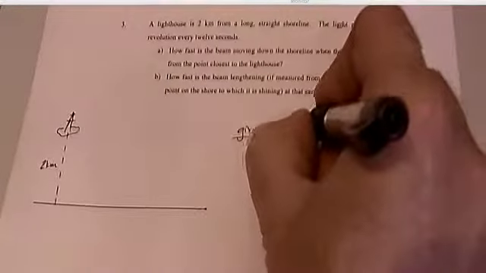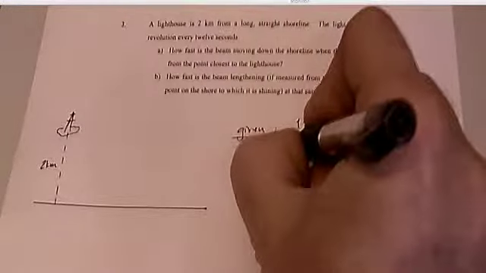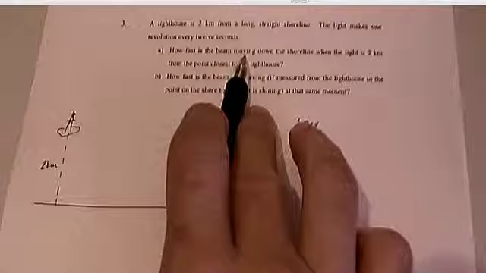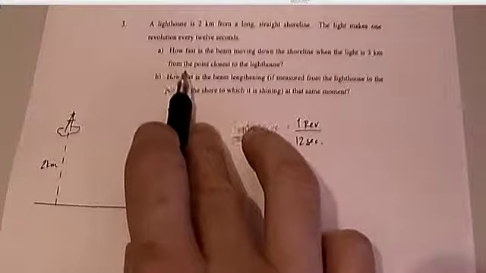So, given 1 revolution every 12 seconds. Now notice I did not call that d theta dt yet. In order for it to be d theta dt, I need to do some conversions here in just a second. Now, it says, how fast is the beam moving down the shoreline when the light is 3 kilometers from the point closest to the lighthouse? This is the point closest to the lighthouse, right?